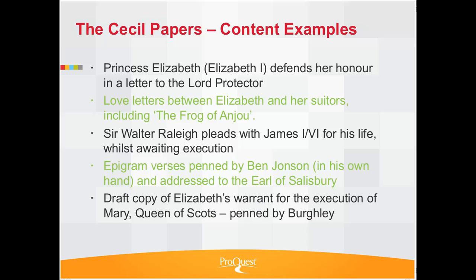Another example would be François, Duke of Anjou, who was Elizabeth's last suitor. He was 22 years her junior, and she referred to him affectionately as a frog, in reference to the shape of an earring he gifted her. Another example is Sir Walter Raleigh, who was also suspected of treason, etc.